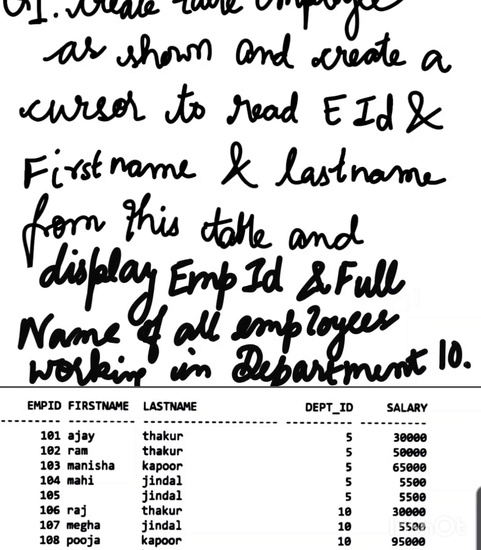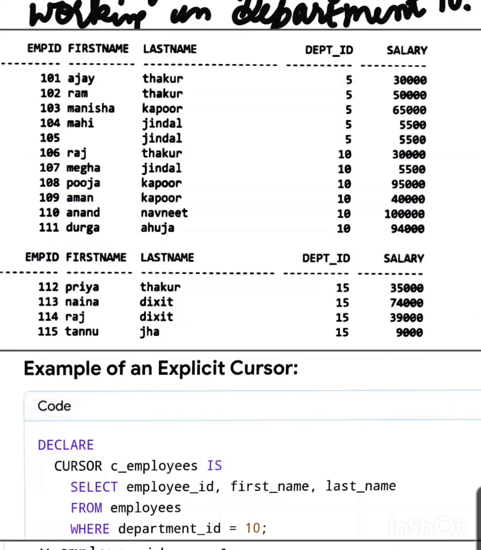So we have to create a table employee as shown and then create a cursor that would read employee ID, first name and last name. And then it will display the employee ID and full name of employees working in department number 10. Now you can see the employee table. It has employee ID, first name, last name, department ID and salary. So what we are supposed to do is extract the employee ID, first name and last name, and then display the employee ID along with the full name.